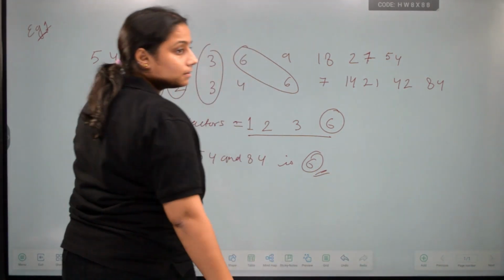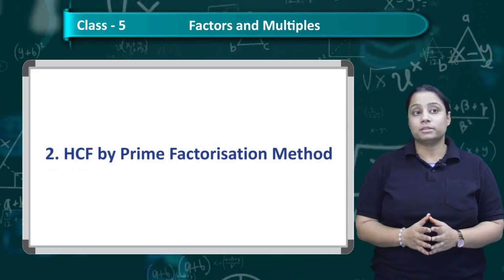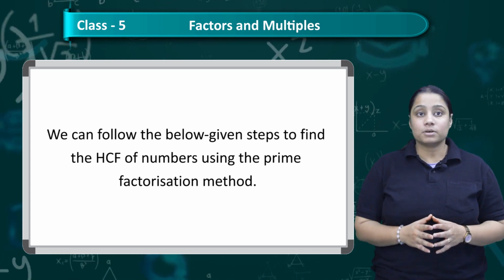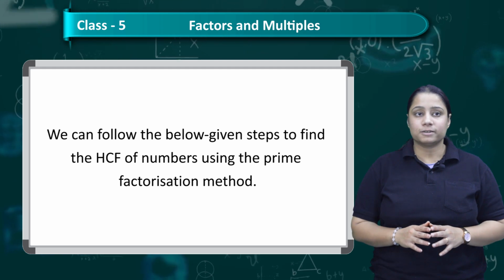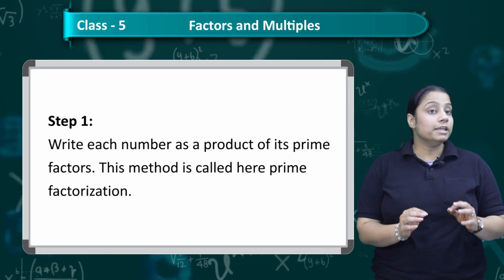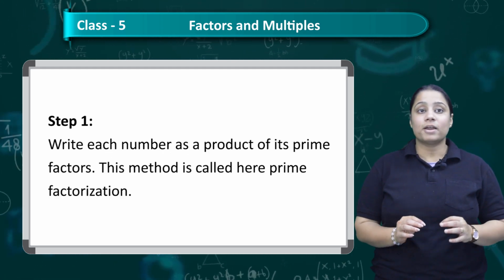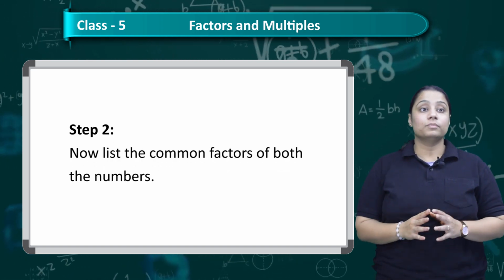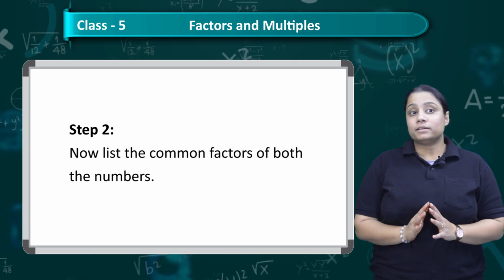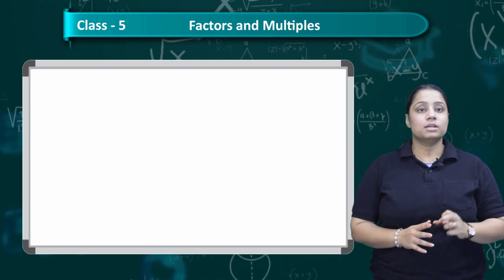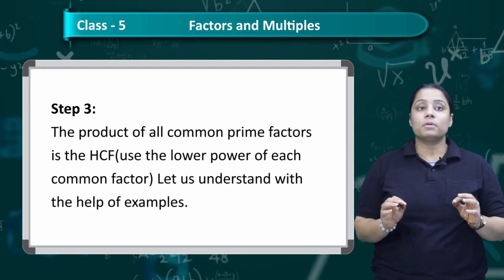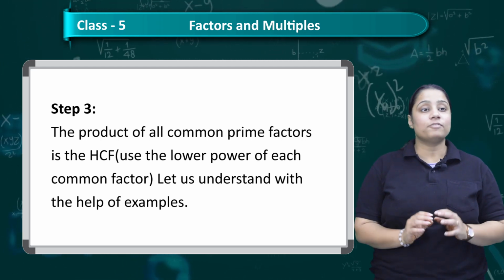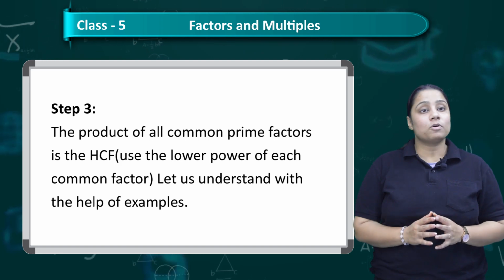HCF by prime factorization method. We can follow the below given steps to find the HCF of numbers using the prime factorization method. Step 1. Write each number as a product of its prime factors. This method is called prime factorization. Step 2. Now list the common factors of both the numbers. Step 3. The product of all common prime factors is the HCF. Use the lower power of each common factor. Let us understand with the help of examples.